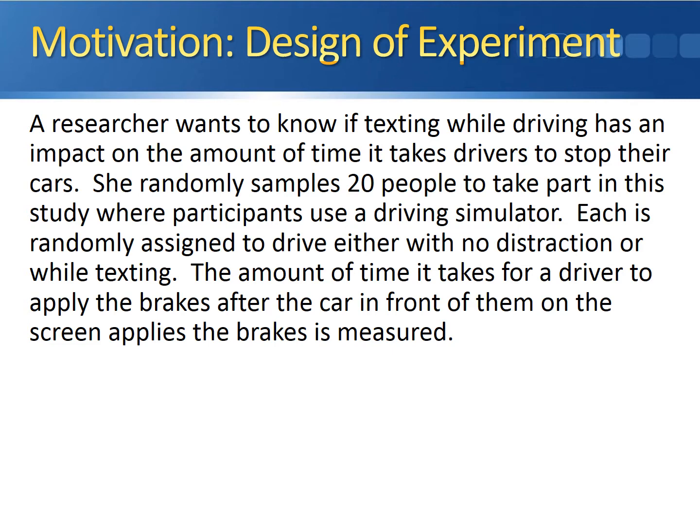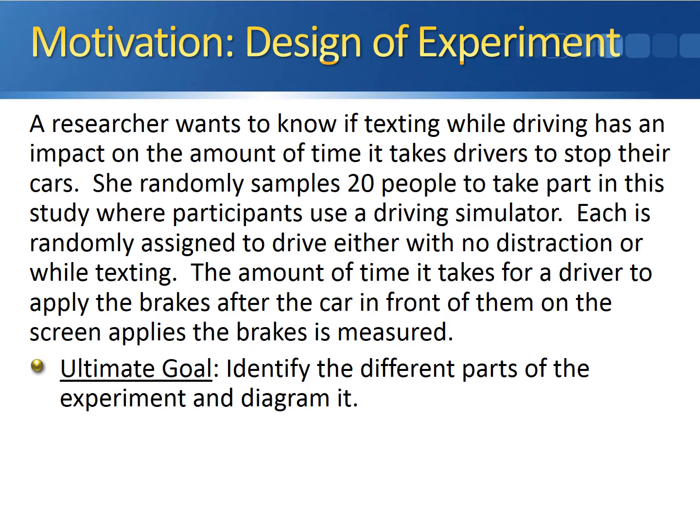Here's the example that we're going to work with throughout the video. A researcher wants to know if texting while driving has an impact on the amount of time it takes drivers to stop their cars. She randomly samples 20 people to take part in this study, where participants use a driving simulator. They're not actually driving a physical car. Each is randomly assigned to drive either with no distraction or while texting. The amount of time it takes for the driver to apply the brakes after the car in front of them on the screen applies the brakes is measured. Our ultimate goal here is to identify the different parts of this experiment and diagram it.